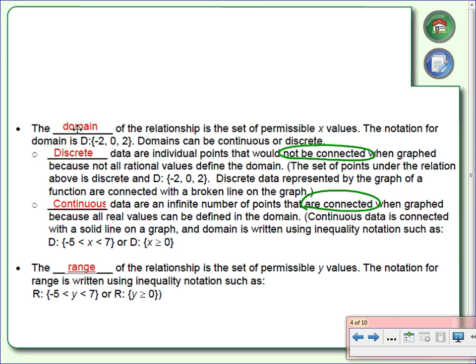So we got domain is x, range is y. Discrete, the points are not connected. Continuous, the points are connected. With range, do we circle y-axis and the y value? Yes, that wouldn't be a bad idea. Y value. As a matter of fact, let's go to domain and make sure we circle the x value. That way you don't have to remember every little thing that's written down there. You can highlight the key important parts.